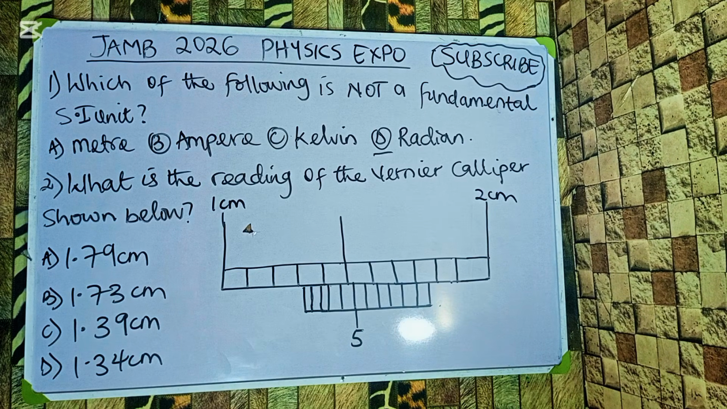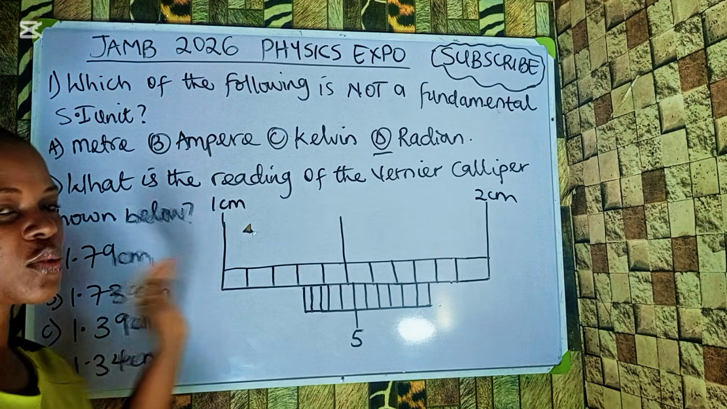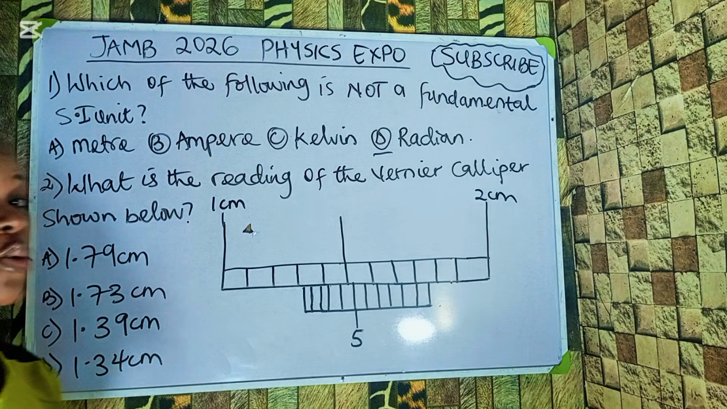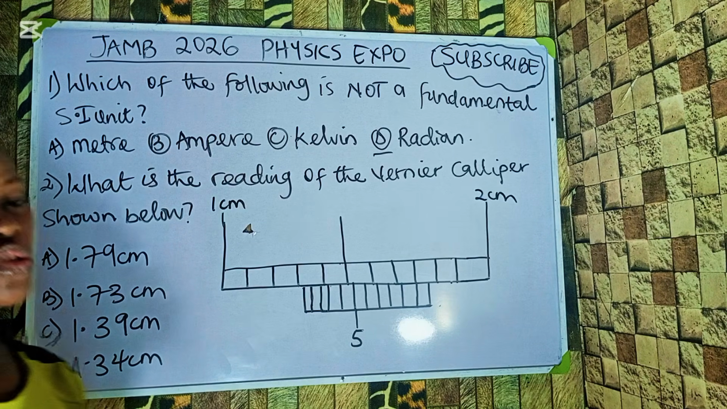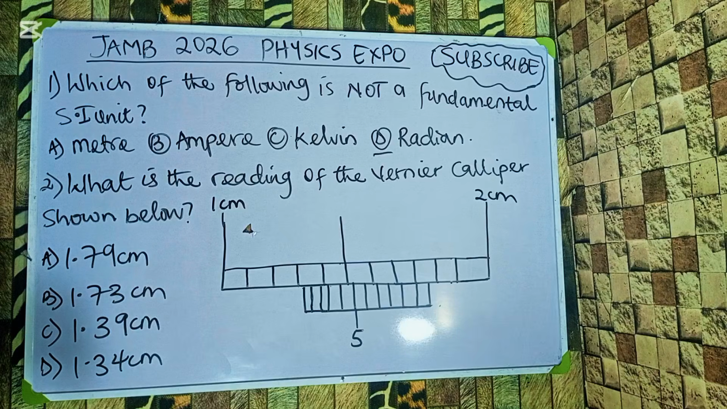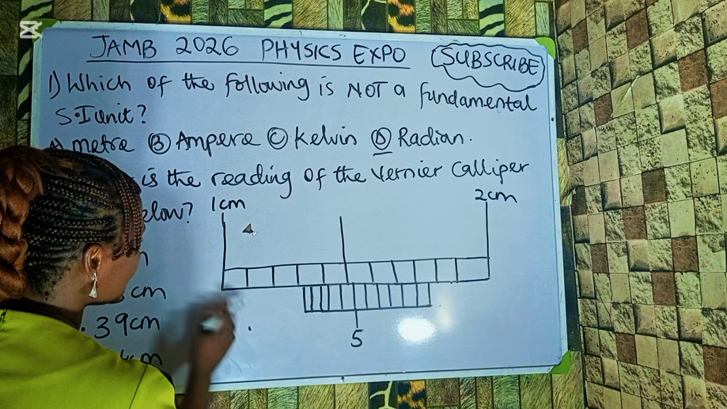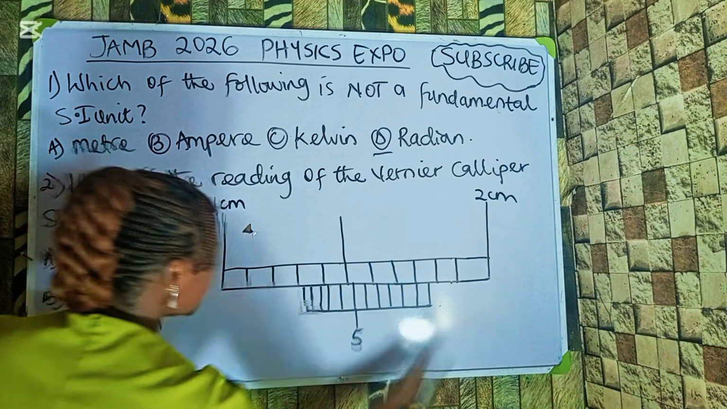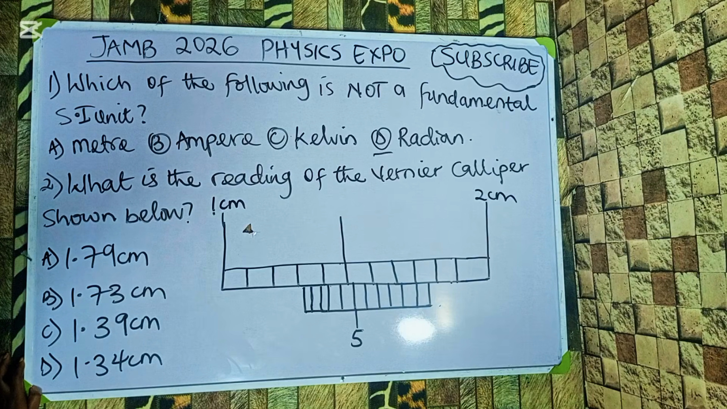Question 2. What is the reading of the vernier caliper shown below? We have the following options. So you're going to use this diagram to take the reading of this vernier caliper. Now before we can take the reading, you should note that this vernier caliper has a reading accuracy of 0.01 centimeters, used to measure the length of some instruments. Now how do we read it? We can note that from here to here, this is 1 centimeter and this is 2 centimeters. This vernier caliper has two scales.